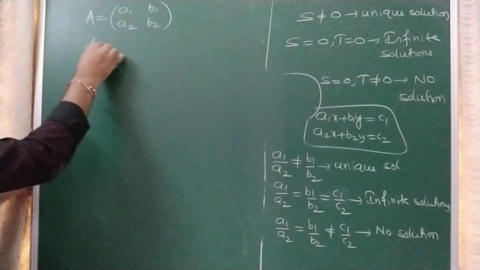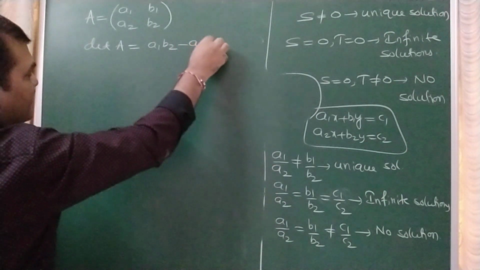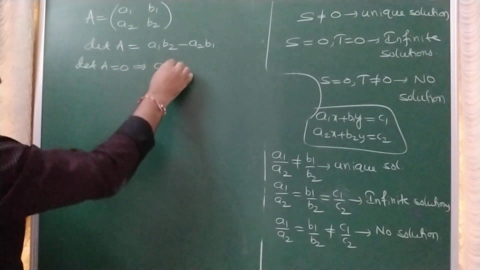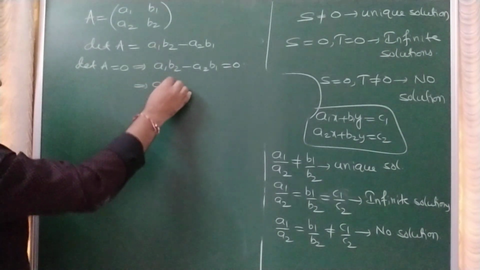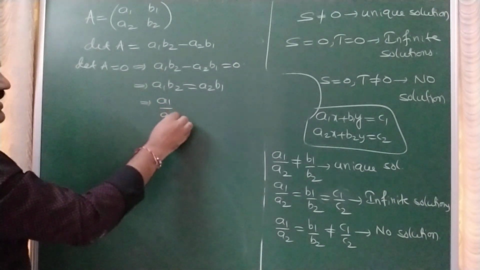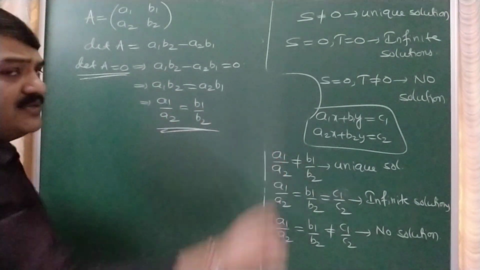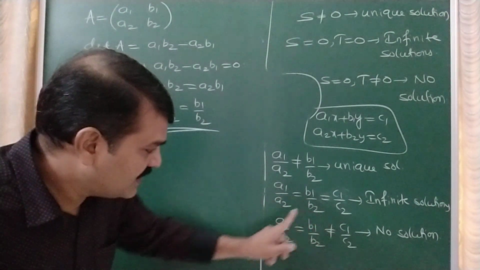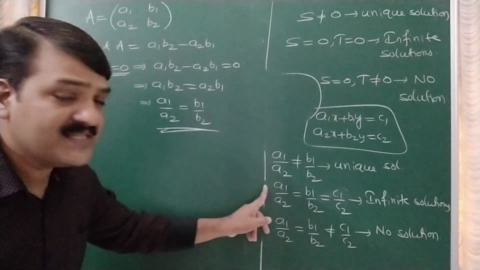Find det A. So det A is equal to A1 B2 minus A2 B1. For example, if det A is 0, that is A1 B2 minus A2 B1 is equal to 0, so A1 B2 is equal to A2 B1. That means A1 by A2 is equal to B1 by B2. See here, in last two conditions, A1 by A2 is equal to B1 by B2 means det A is 0.